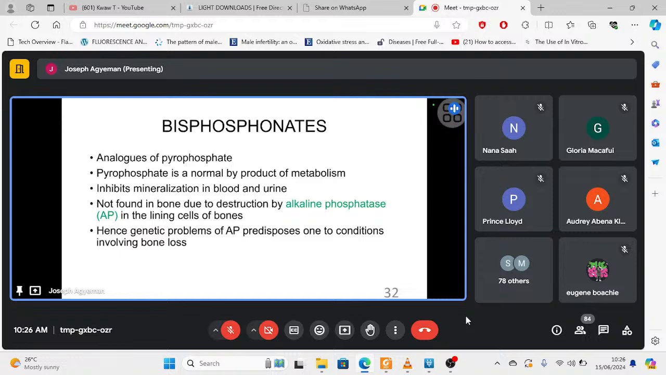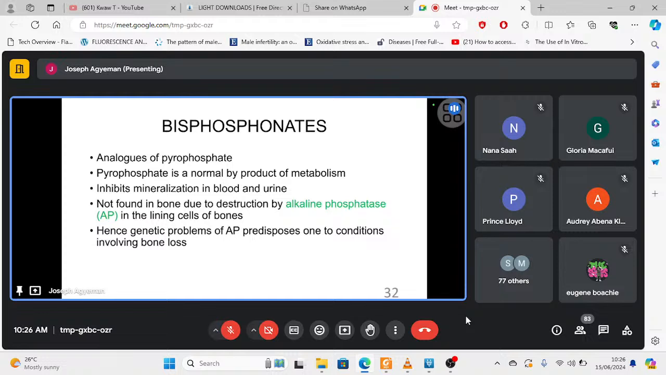Bisphosphonate. What are bisphosphonates? These are analogs of pyrophosphate. And one will ask, what is pyrophosphate? So they have the pyrophosphate core structure, just that they are modified. And that confers different activity to bisphosphonate, though they have the pyrophosphate moiety.